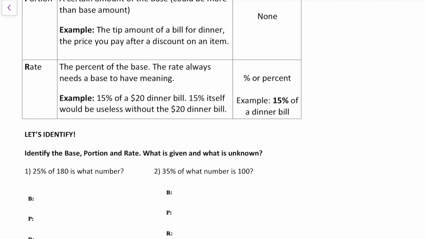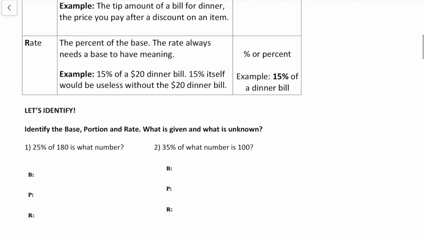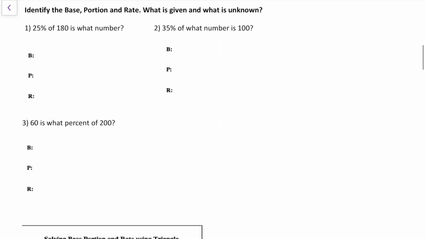Most of the time that's true, but not all of the time. And then we have the rate, which is the percentage. That one's nice and easy to pick out. So whatever the percentage is, we call that the rate. So for example, how much you want to tip, so 15% would be your rate. So let's first practice identifying the base, the portion, and the rate in the question.